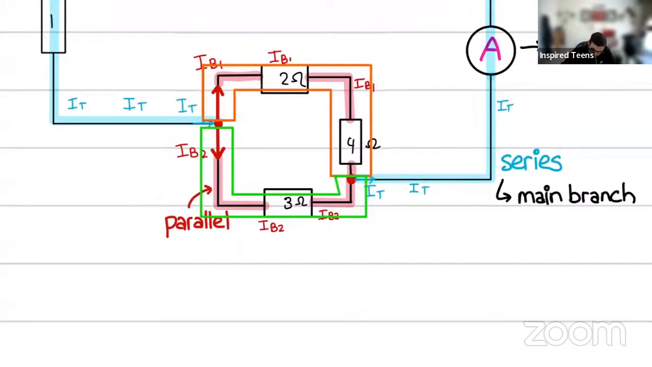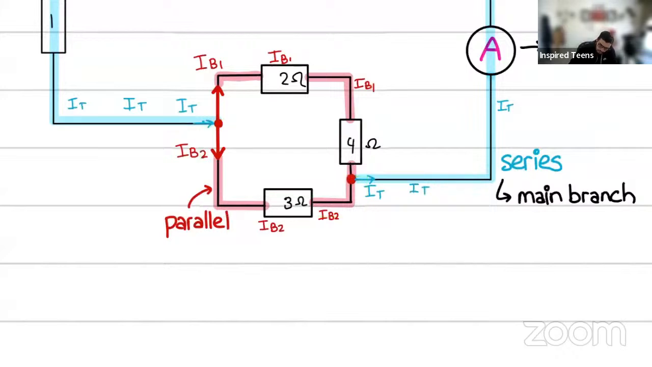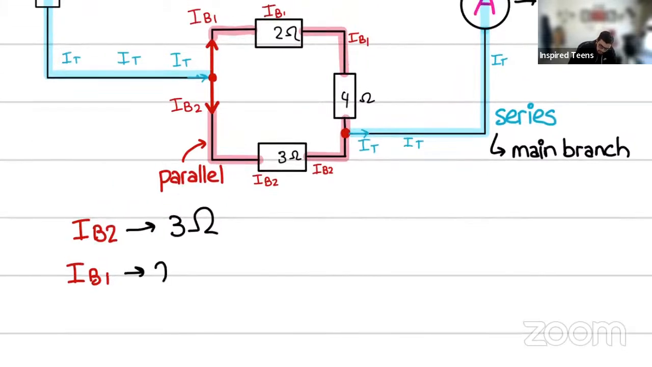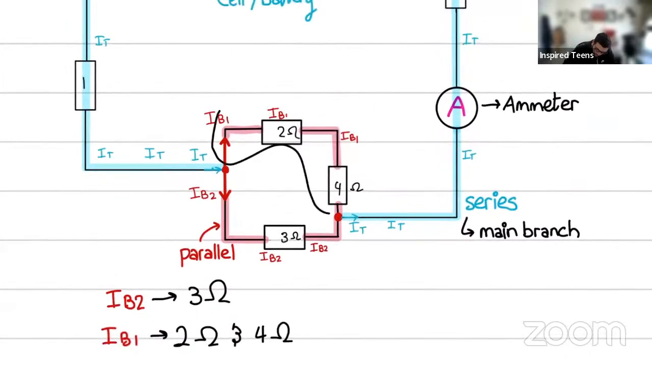Now let's have a look at the resistors on that branch. On I branch 2, we have a 3 ohm resistor. In I branch 1, sorry, this is 1, this is 2. In I branch 1, we have the 2 ohm resistor and the 4 ohm resistor. So we actually have 2 resistors on one single parallel branch.